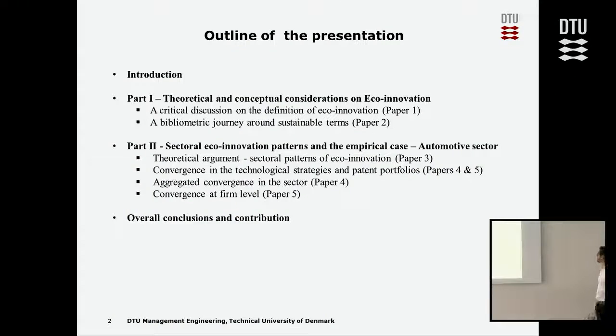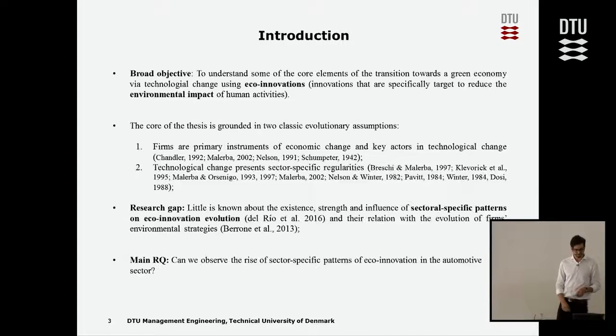I'll just discuss very briefly the outline of the presentation. The thesis is designed in 2 parts: one, theoretical and conceptual considerations about the eco-innovation concept, and 2, sectoral eco-innovation patterns and an empirical case in the automotive sector. But because I have only 45 minutes here and I have 5 papers to present, and usually I struggle to present 1 paper in 15 minutes, I'll focus on the second part, which is the core of the thesis, and I'll discuss very briefly the first part. Besides that, I'll make a small introduction and the overall conclusions.